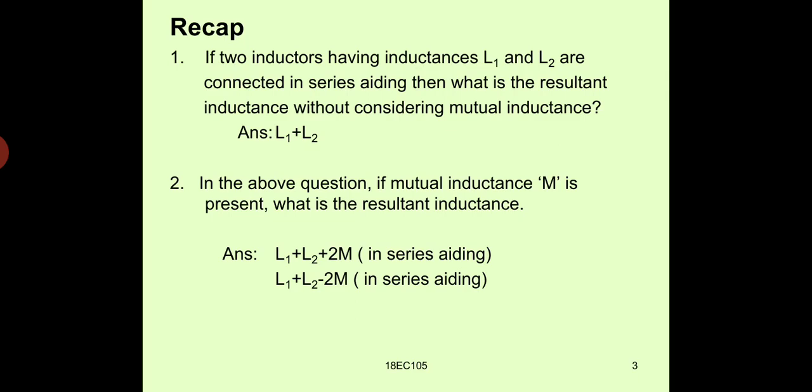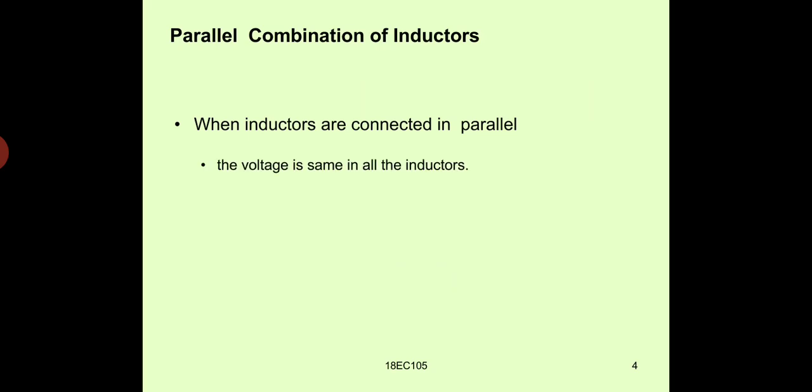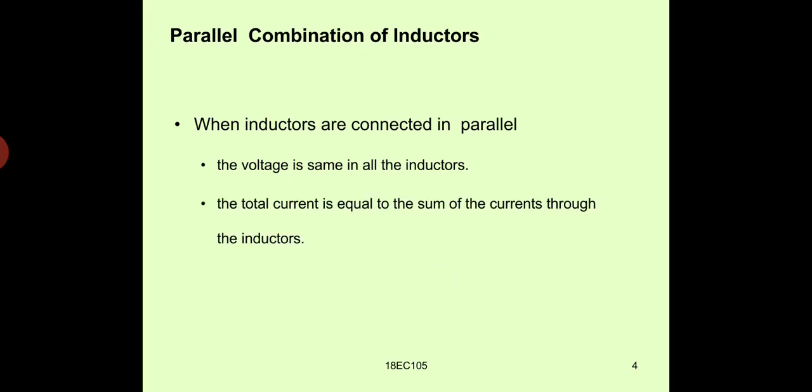So this is what we have discussed and learned in the previous sessions. Now let us see the parallel combination of the inductors. When the inductors are connected in parallel, then the voltage across each inductor will remain the same, as in the case of resistors. And then the total current is equal to the sum of the currents through the individual inductors separately.